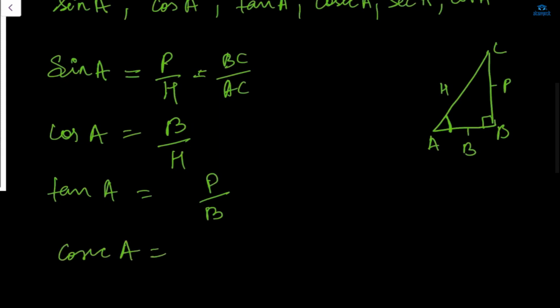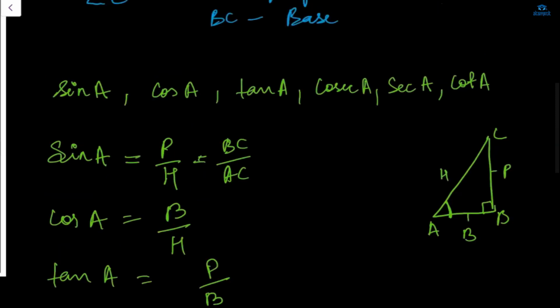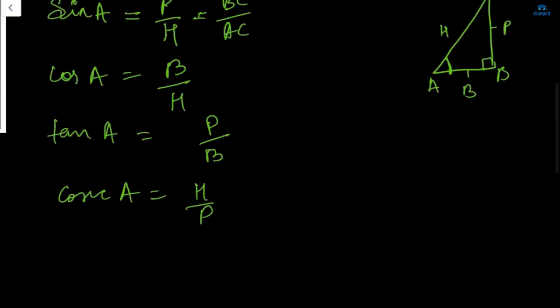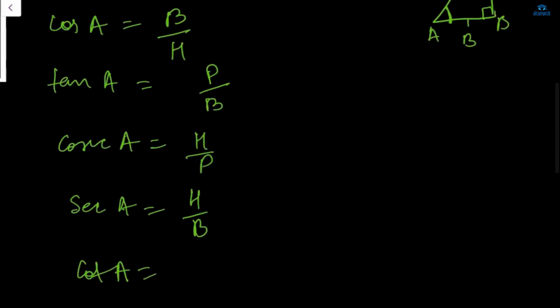Now it is cosec. Cosec A is just the reciprocal of sine. Cosec is the reciprocal of sine, sec is the reciprocal of cos, and cot is the reciprocal of tan. So since sine is perpendicular upon hypotenuse, cosec will be hypotenuse upon perpendicular. Similarly, sec A will be equal to hypotenuse upon base, and cot A will be equal to base upon perpendicular. So these are your 6 trigonometric ratios.